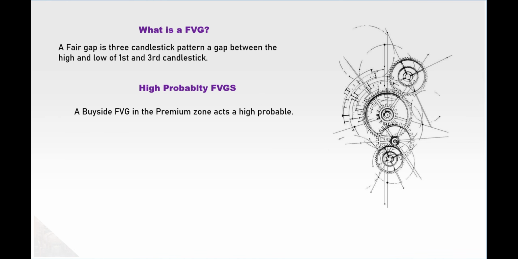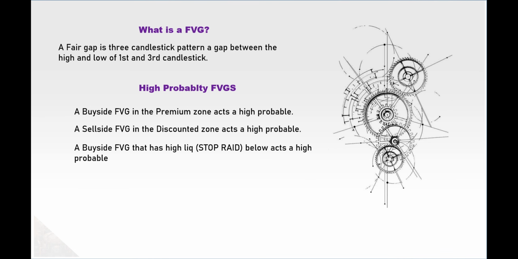So, high probability fair value gaps. A buy side fair value gap in the premium zone acts as a high probable fair value gap. A sell side fair value gap in the discounted zone acts as a high probable fair value gap. A buy side fair value gap that has high resistance liquidity, stop rate below, acts as a high probable. And a sell side fair value gap that has high resistance liquidity, stop rate above, acts as a high probable.